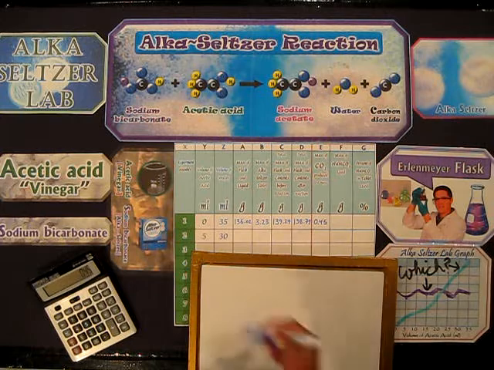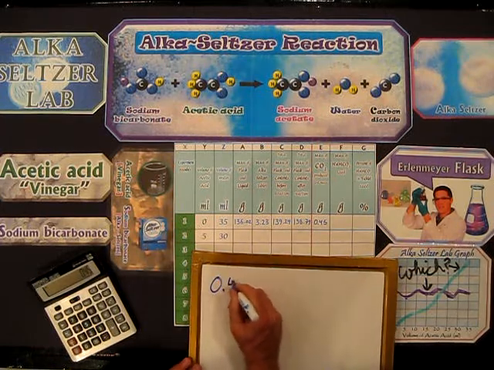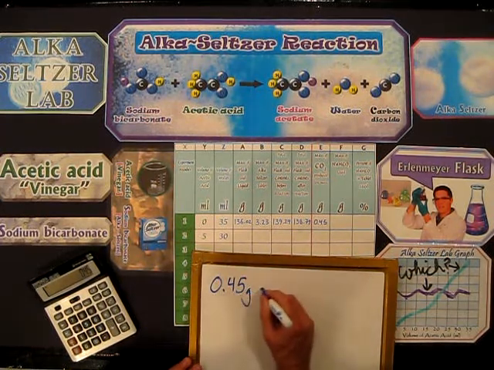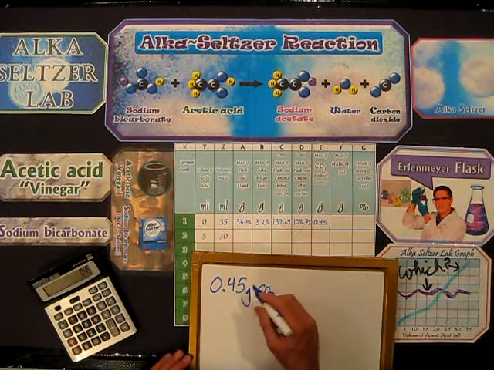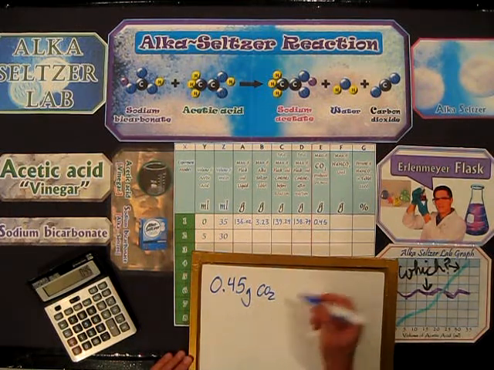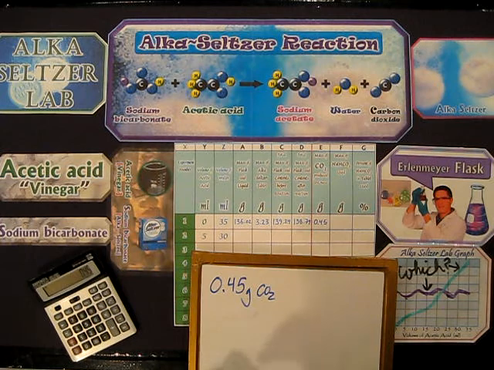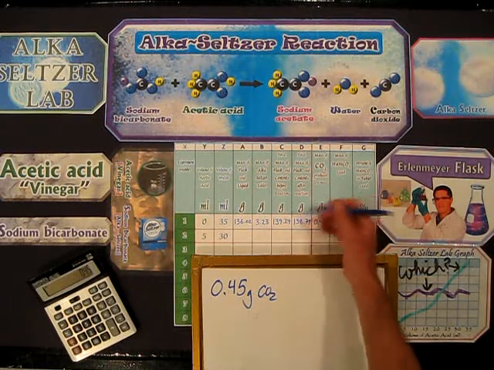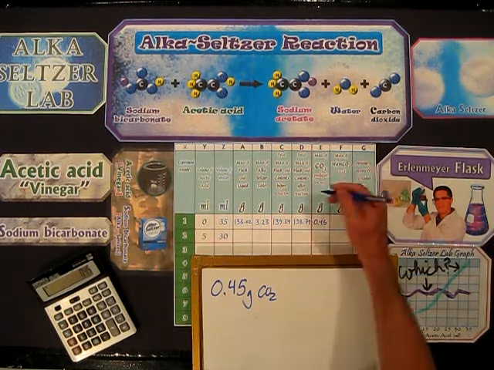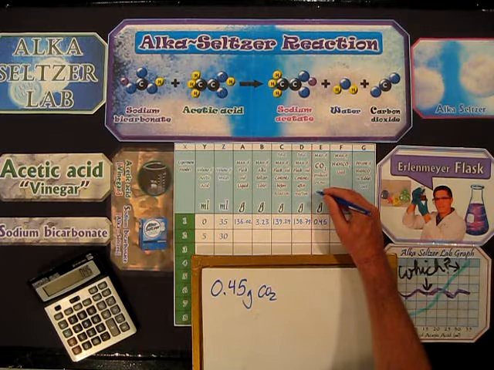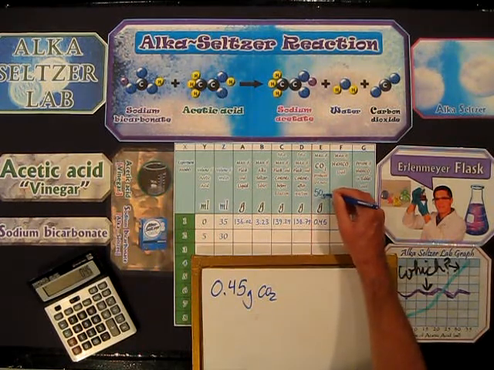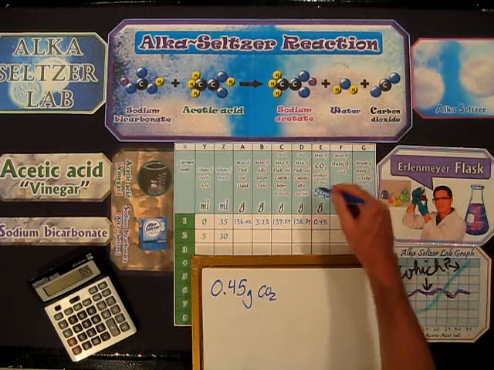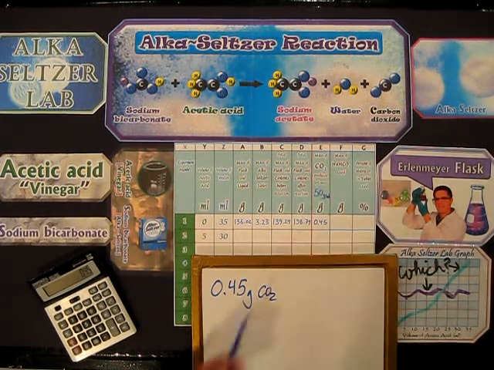So if I'm going to start with the 0.45 grams of CO2, I need to turn that into moles of CO2. I don't want to calculate the molar mass for you. I want you to calculate the molar mass of CO2. I'm just going to use a made-up molar mass in the range, 50 grams per mole. I want you to calculate the real molar mass. So let's say it was 50.